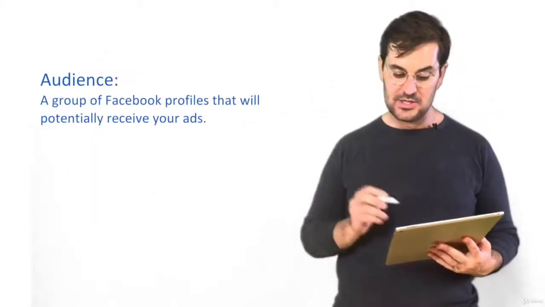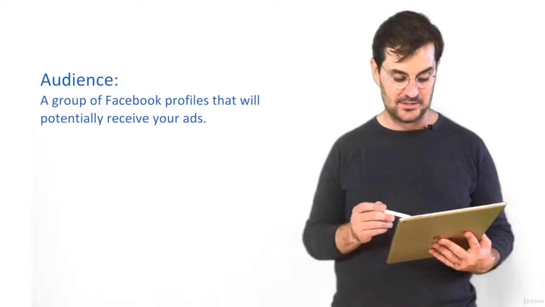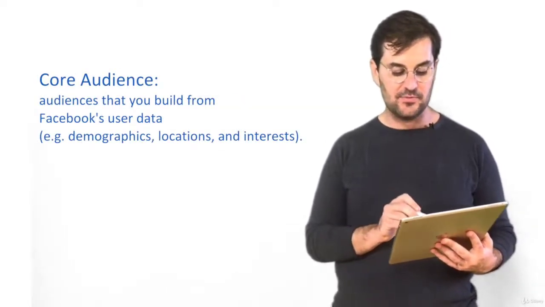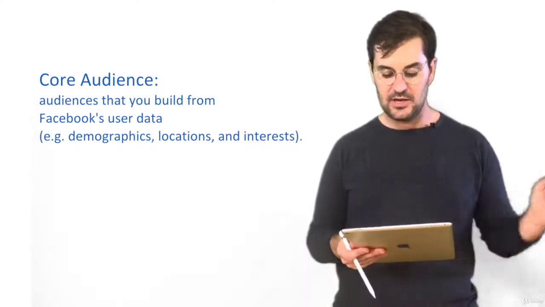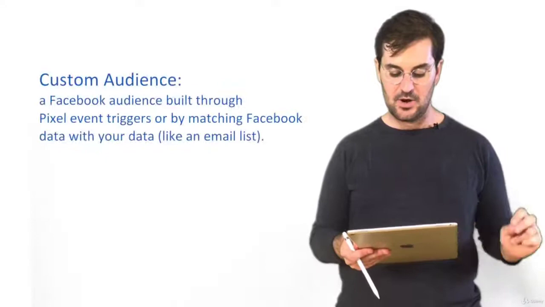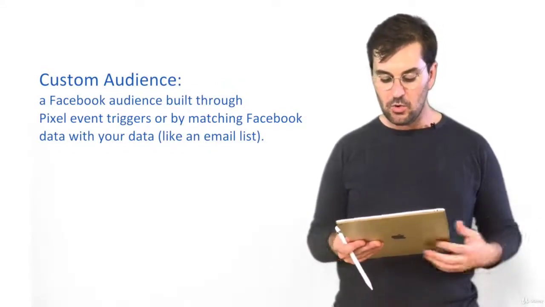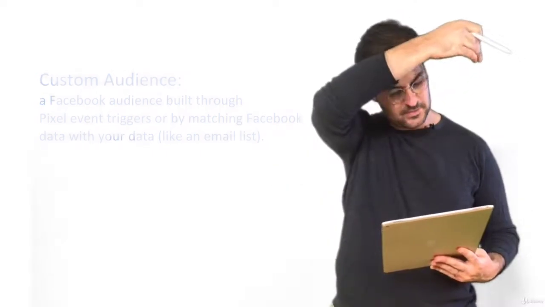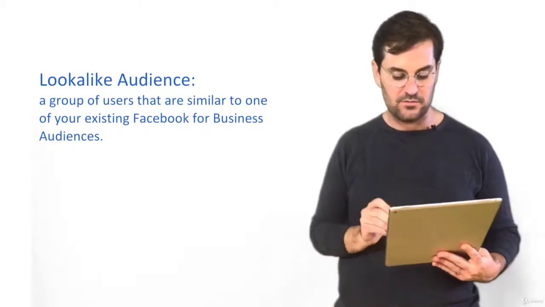So an audience is a group of Facebook profiles that will potentially receive your ads. A core audience is an audience that you build from Facebook's user data, like demographics, locations, and interests. A custom audience is a Facebook audience built through pixel event triggers, or by matching Facebook data with your data, like an email list.